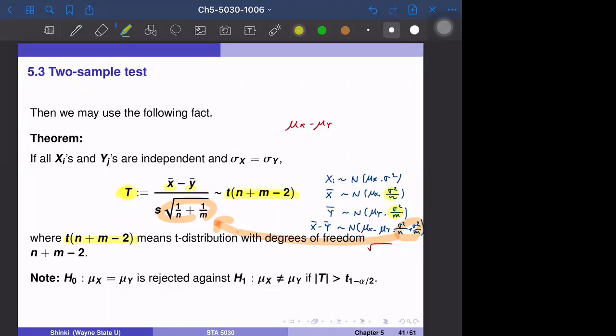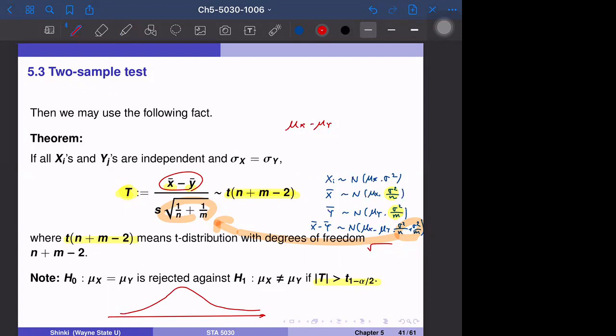So we reject the null hypothesis when the absolute value of t is large, because you can see that if x bar and y bar are much different, then we should reject H naught. So basically, when t is large, we reject the null hypothesis.